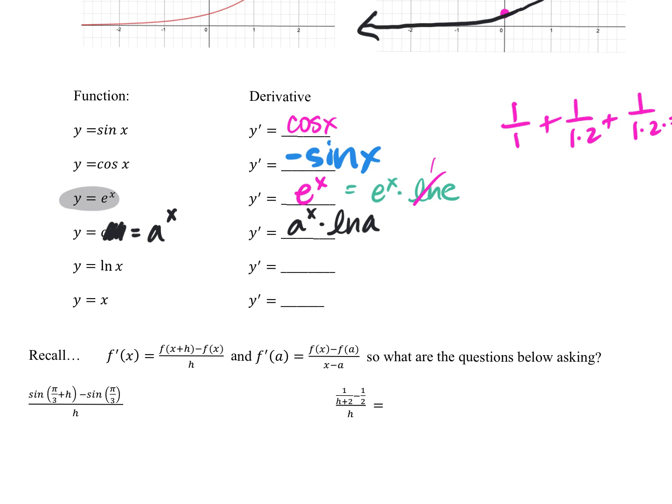Let's say next to this guy, let's say my y equals 9 to the x. What would be my y prime? 9 to the x times ln of 9. Exactly. 9 to the x, ln of 9.